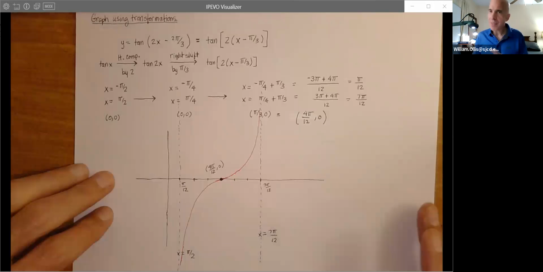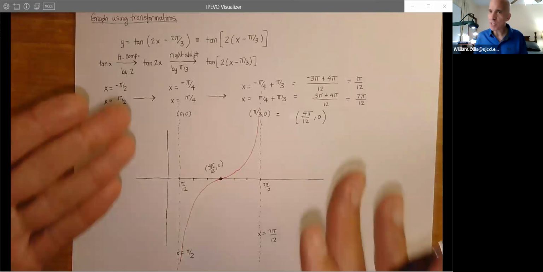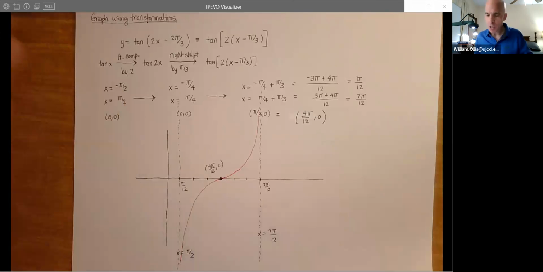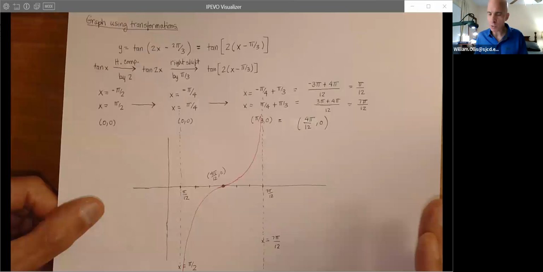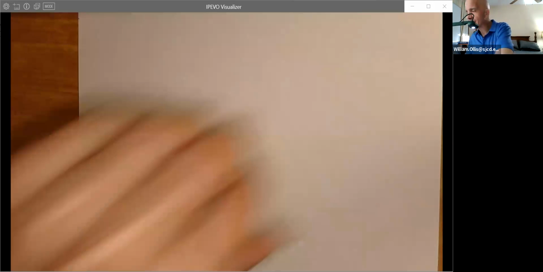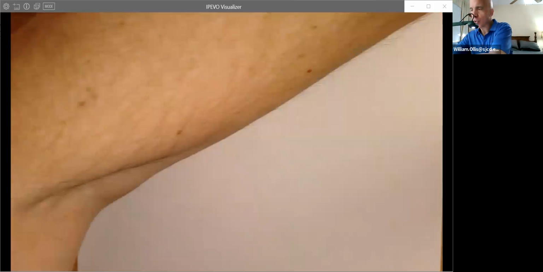So now you can kind of see how we can graph a tangent function. Pretty simple, huh? So now let's look at the secant and the cosecant as far as the parent graphs are concerned. Now, I did the same thing, but it's actually easier.